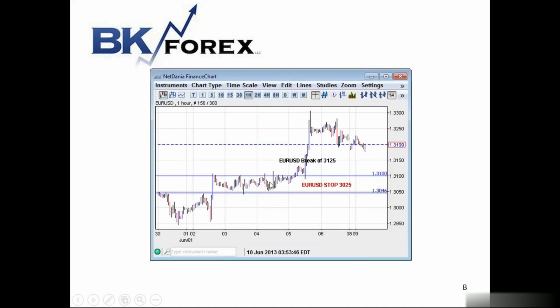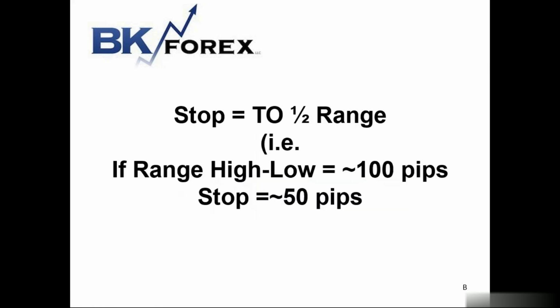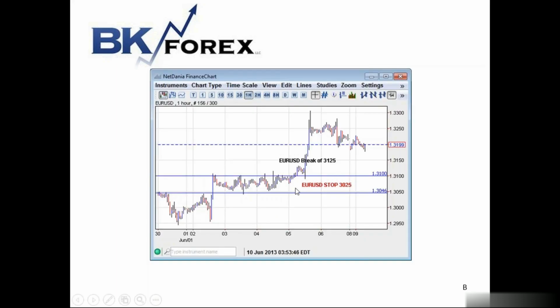So if you bought on the break of half of the range at 131.25, you would step your stop basically 50 pips below, 50, 75 pips below the range, or somewhere in between the range. I mean, the whole idea here is that if it breaks out and it goes back into the range, in worst case, if it breaks below the bottom of the range, then you're completely wrong on the trade.